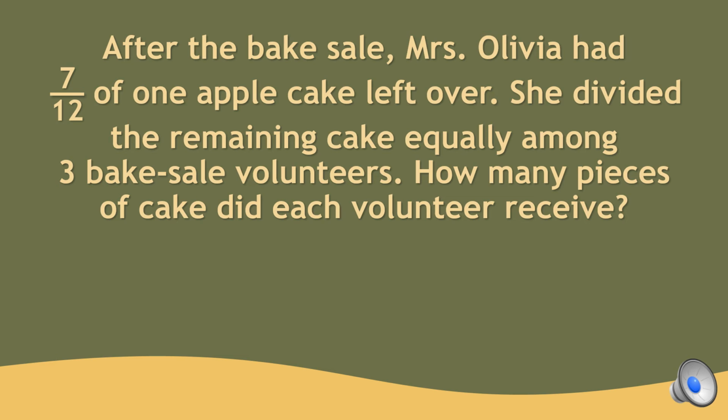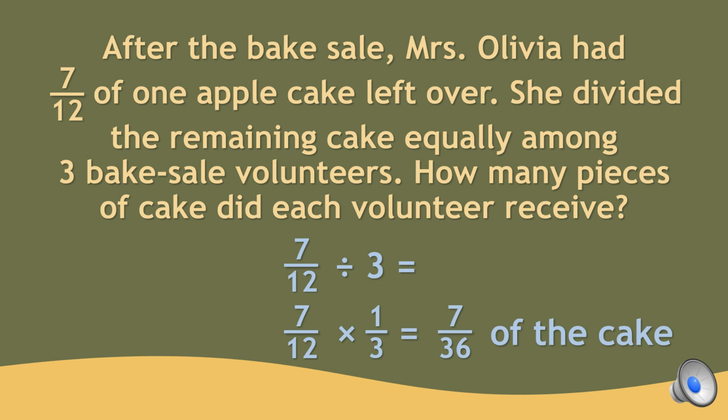So you should have set it up. First is a division problem, 7/12 divided by 3. And then as a multiplication problem, 7/12 times 1/3. And you do your multiplication. 7 times 1 gives you 7, and 12 times 3 gives you 36. So 7/36 of the cake is what the volunteer received.